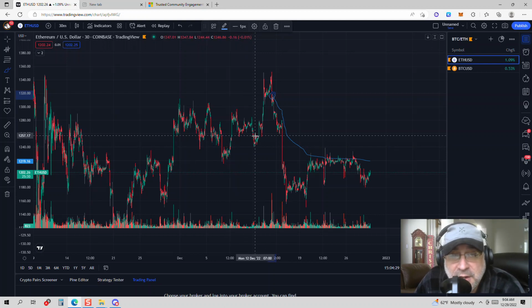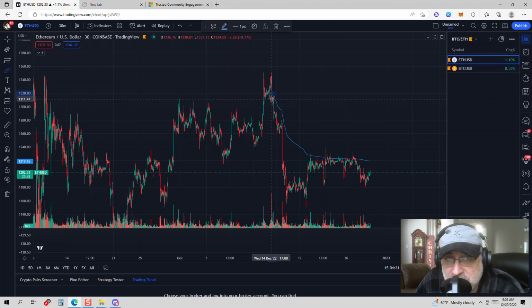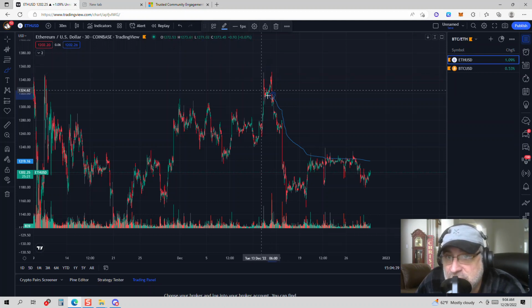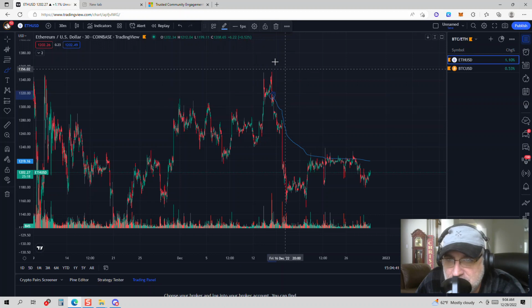So on both of those, we have found that we have fallen through the ice on the anchored VWAP from the top of this devil's horn, the horns of the devil, or this UTAD.